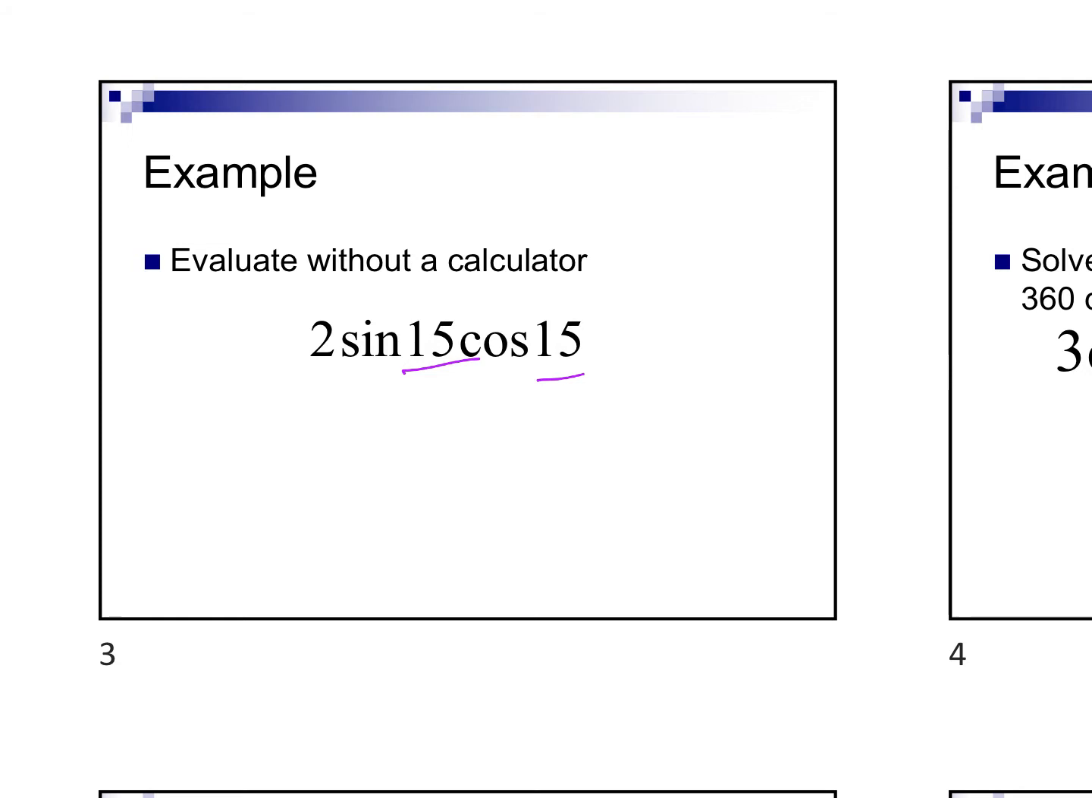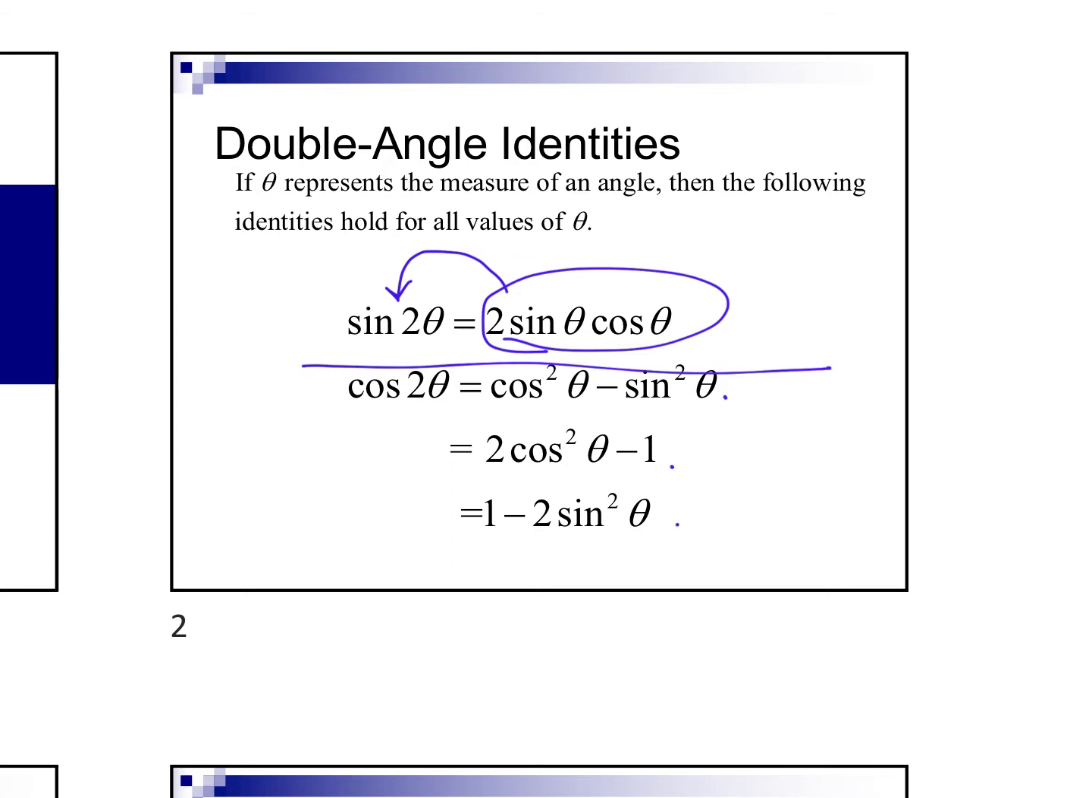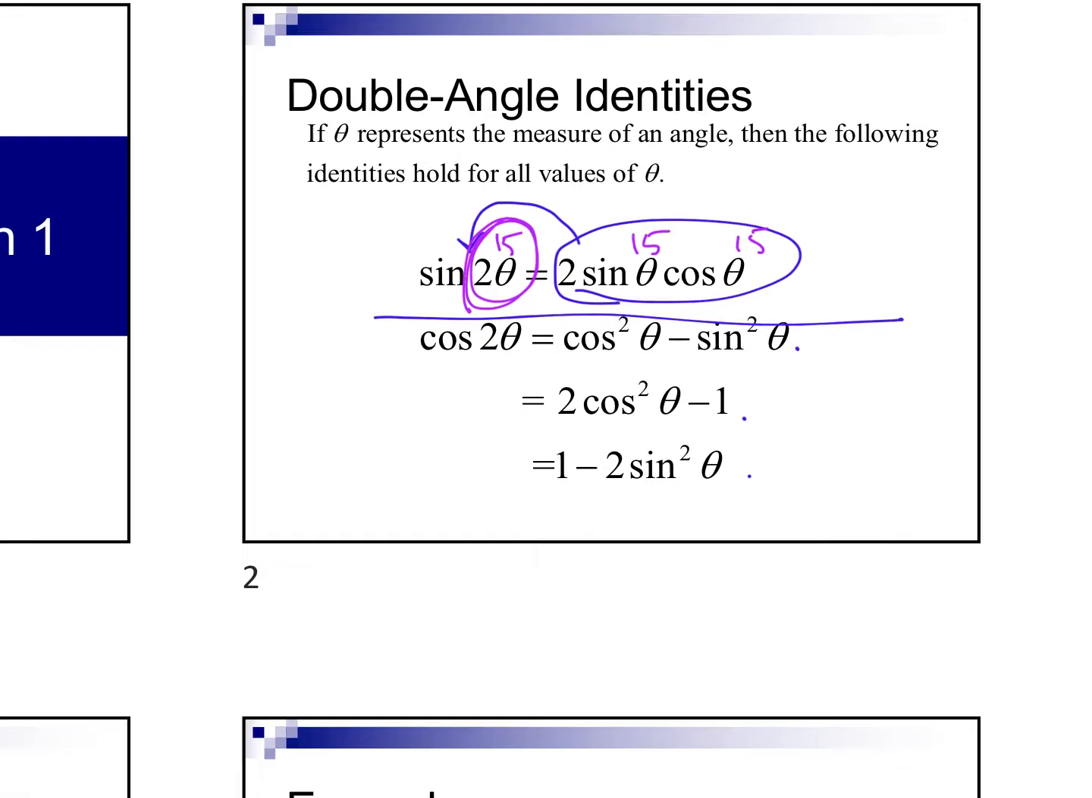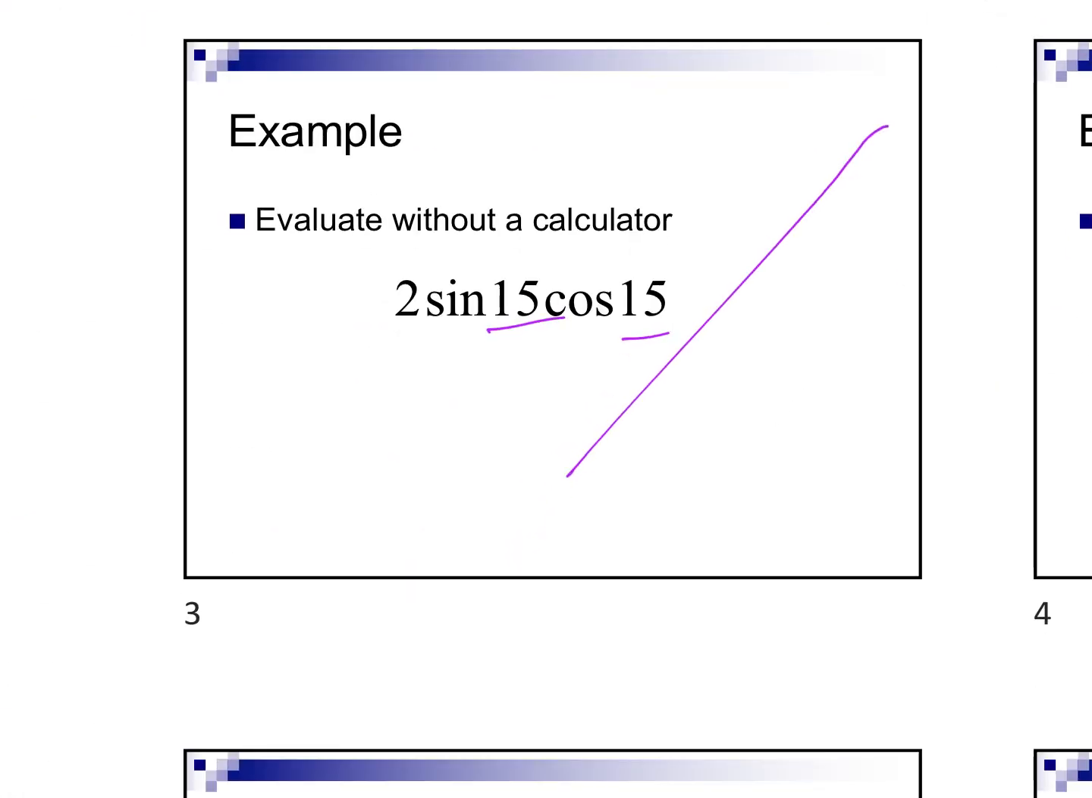So if you look back over here, you can see that literally what I have in this problem is a 15 here and a 15 here, which means that I actually have a 15 over here. So this problem is equal to the sine of 2 times 15, or the sine of 30, which is on the unit circle, all right? And the sine of 30 is 1/2.